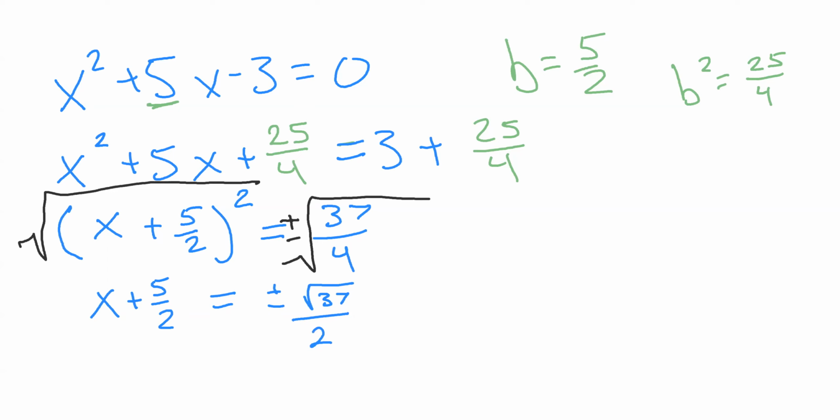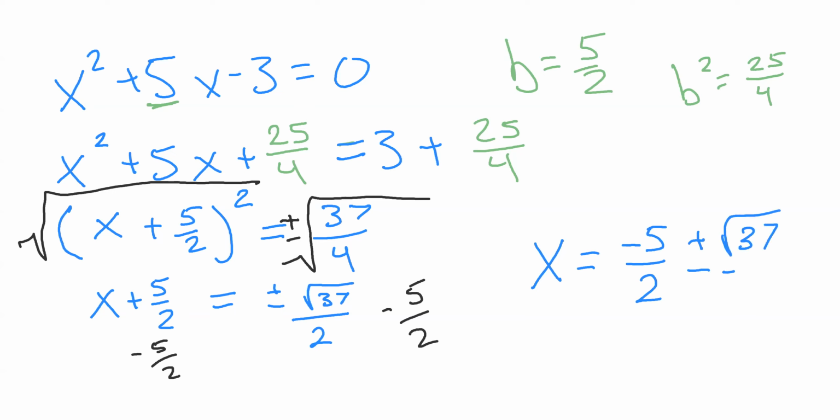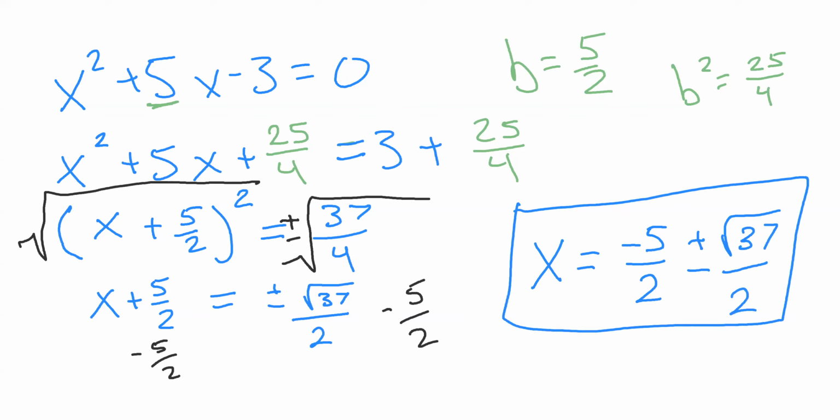All right. And now to solve our equation, we just have to subtract 5 halves from both sides, right? We just subtract 5 halves from both sides, and that gives us x equals -5 over 2 plus or minus, because here's where we actually have 2 solutions, one where it's a plus, one where it's a minus, the square root of 37 over 2. All right. So that is how you can solve a quadratic that isn't factorable by completing the square.